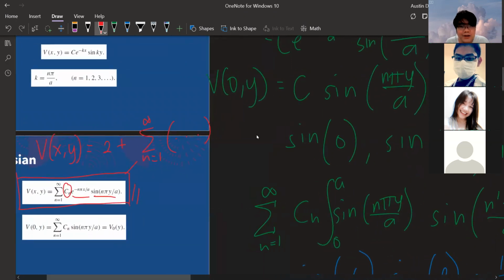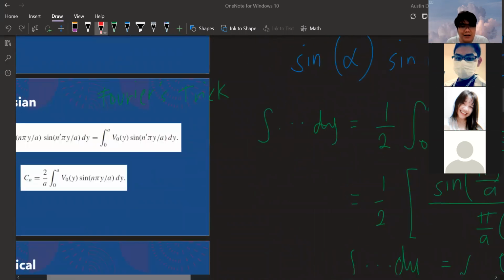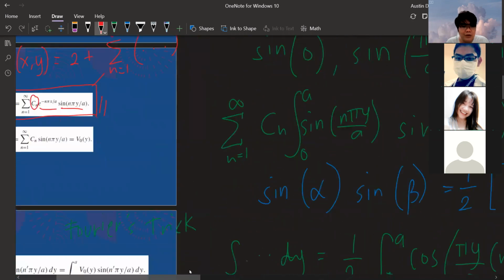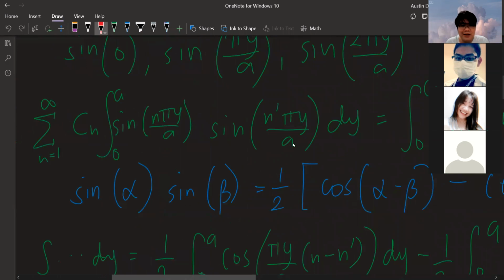Okay, so we have another question. Sir, quick explain lang po ulit kung bakit nag-introduce ng sine na may n prime. Okay, so yung tanong mo dito, kung bakit siya nilagyan ng sine n prime pi y over a, tapos in-integrate. Tama ba? Yung tanong mo?